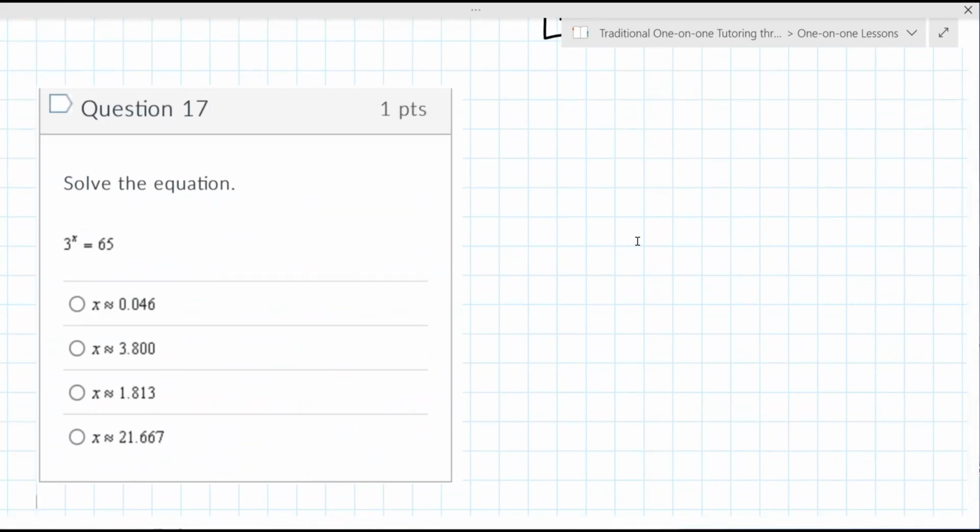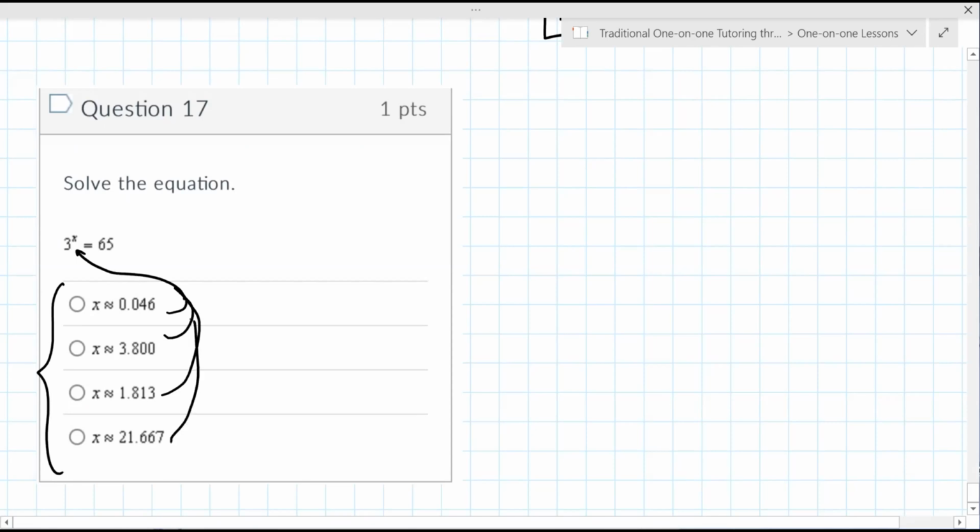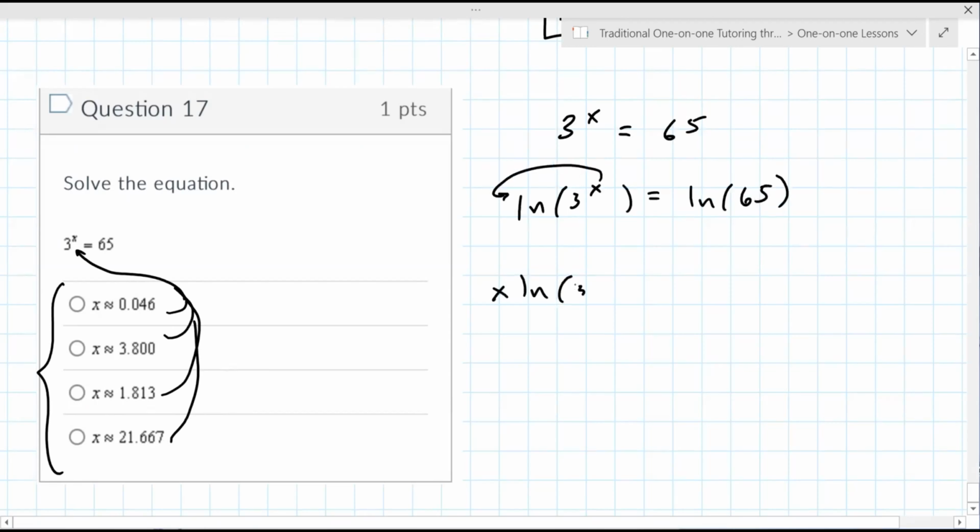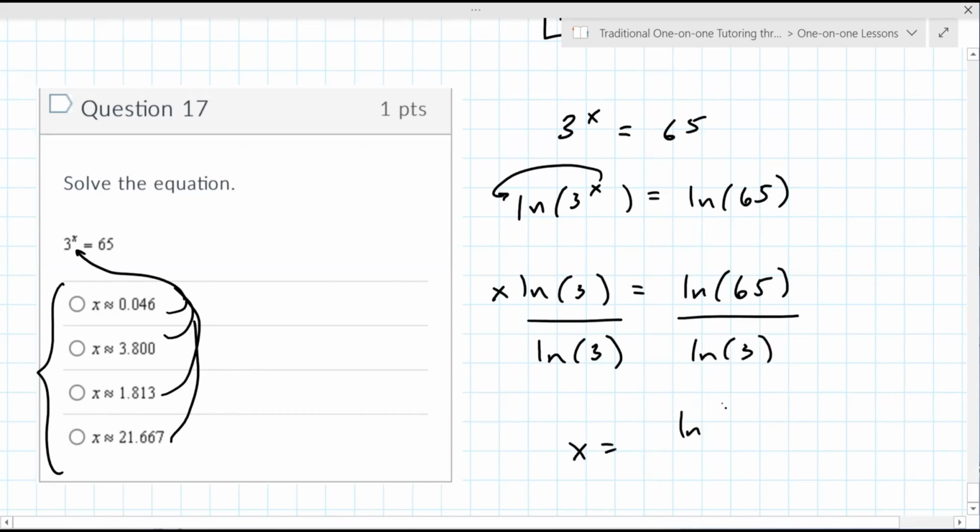So to solve the equation here, when they give you 4 options, again, you could literally just check them all in there. But there is a way to solve this without that, and I'm going to show you that real quick. You would take the natural log of both sides. And then you can bring this x out in front. So it's x natural log of 3 equals natural log of 65. You divide both sides by the natural log of 3. So x equals the natural log of 65 over the natural log of 3.